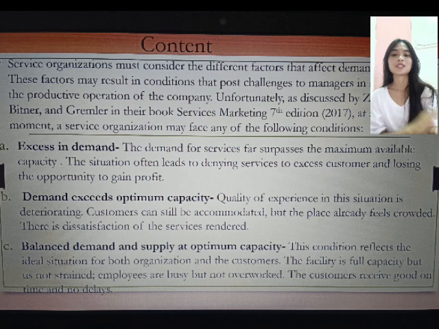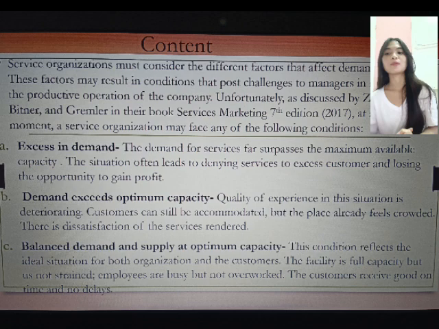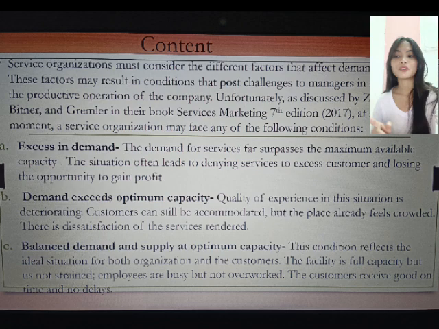Then, the next one is balance of demand and supply at optimum capacity. This condition reflects the ideal situation for both organizations and customers. The facility is at full capacity but not strained. Employees are busy but not overworked. The customers receive good service on time and with no delays.